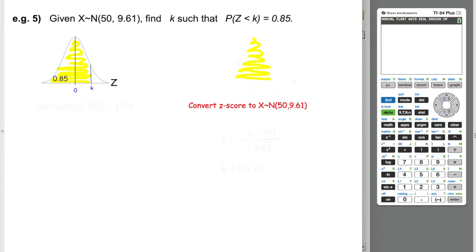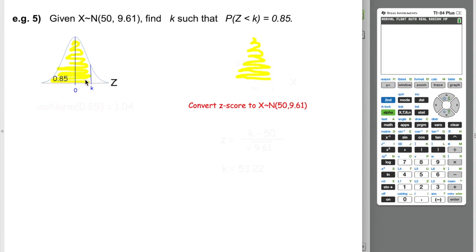Okay. Next up, we have example 5. Given that x belongs to a normal distribution with a mean of 50 and variance of 9.61, find k such that p of z less than k is equal to 0.95. So how come there is an x and a z here? Well, because z is in a standard normal distribution.